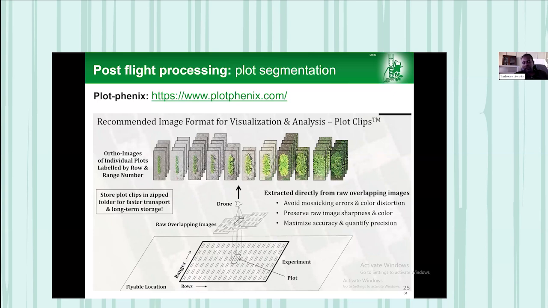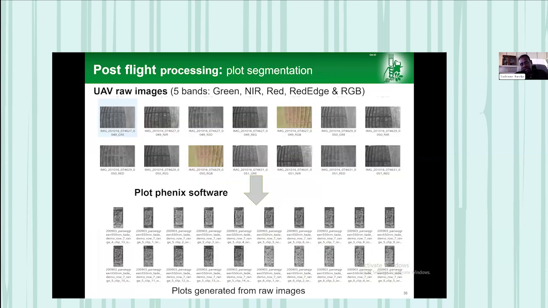And then I used this software. It's really very nice for generating plot metrics. So you can upload your raw image data. At the same time, you can also upload the orthomosaic image and generate plot level data, different metrics. So plots will be generated from the raw image, as you can see.